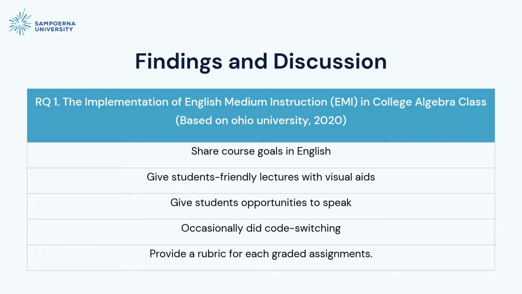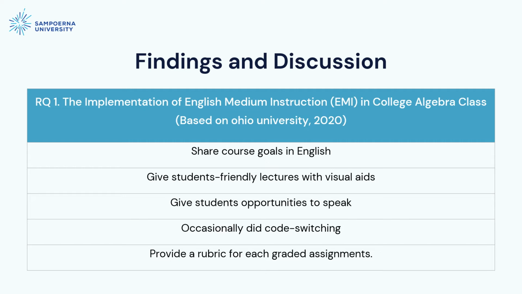The second strategy that the lecturer applied was giving students friendly lectures with visual aids. And the third lecture strategy is that the lecturer gives students the opportunity to speak in class. However, the observation findings revealed that in the class it was the lecturer who spoke more than the students. However, the lecturer also allows students to talk in class, such as by encouraging students' opinions or asking questions.